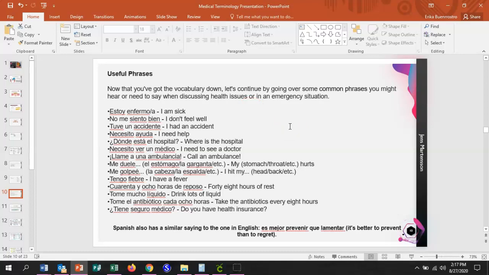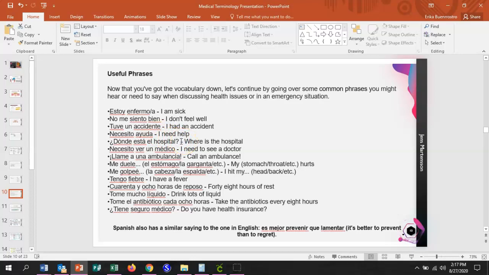So some of the other common phrases that you may run into is, for example, when somebody wants to tell you, I am sick, they're going to say estoy, which means I am, enfermo, enferma, depending on if you're male or female. I don't feel well, no me siento bien. I had an accident, tuve un accidente. I need help, necesito ayuda. Where is the hospital? ¿Dónde está el hospital?